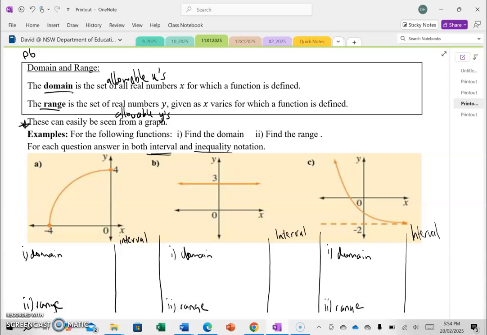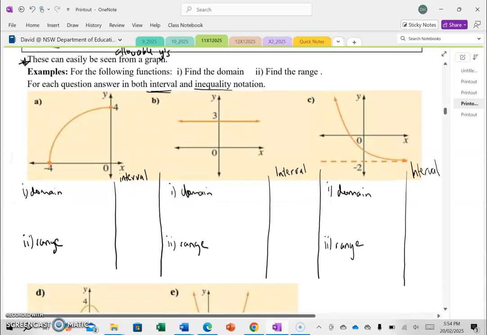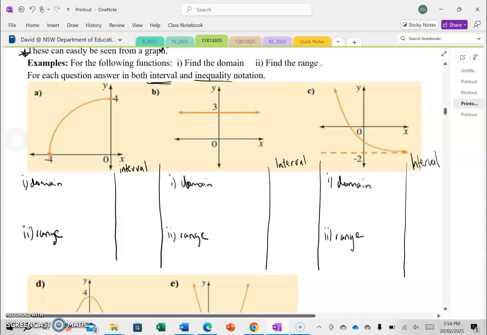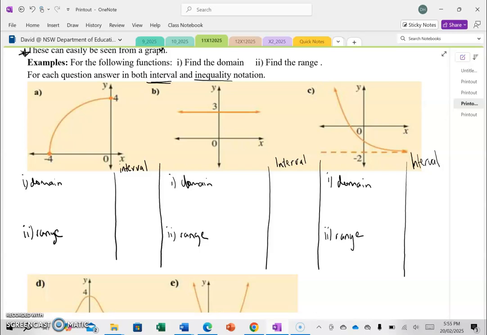Domain and range can easily be seen if you've already got the graph of the function in front of you. So let's do some ones where we've already got the graph. So this says find the domain, find the range for each of the following. We're going to do it in both interval and inequality notation. Let's start off with inequality notation and interval after.